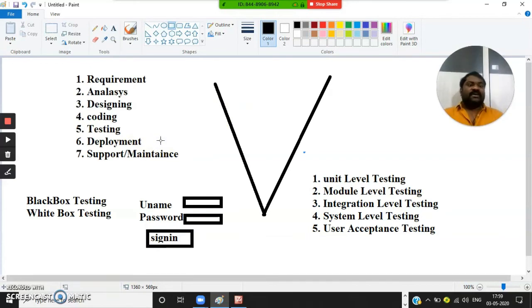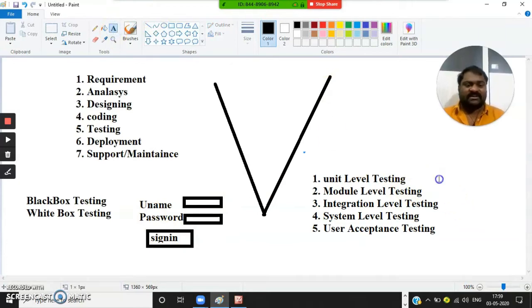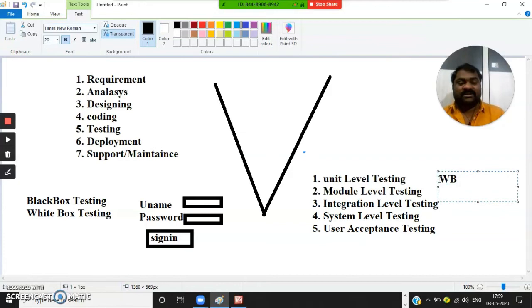Is it clear? Module level testing. As I told, multiple developers will be involved in developing one particular application. Multiple developers will develop multiple tasks belonging to the same application. After developing the multiple tasks belonging to the same module, all these tasks are considered as one module, and then this module is given to the test engineer. The test engineer will do module level testing. The developer will do unit level testing. The test engineer will do module level testing. So unit level testing is white box testing. Module level testing is black box testing.